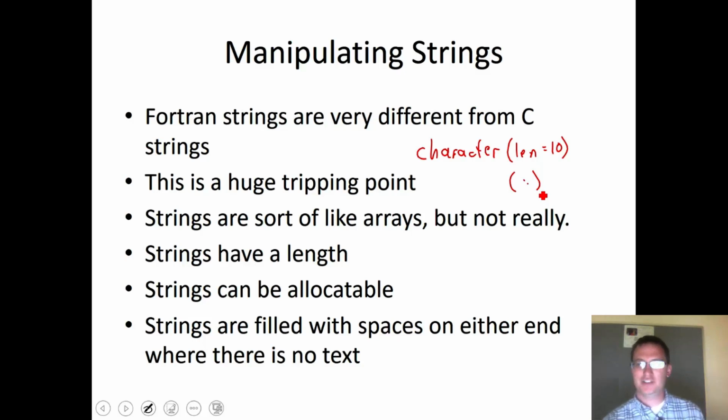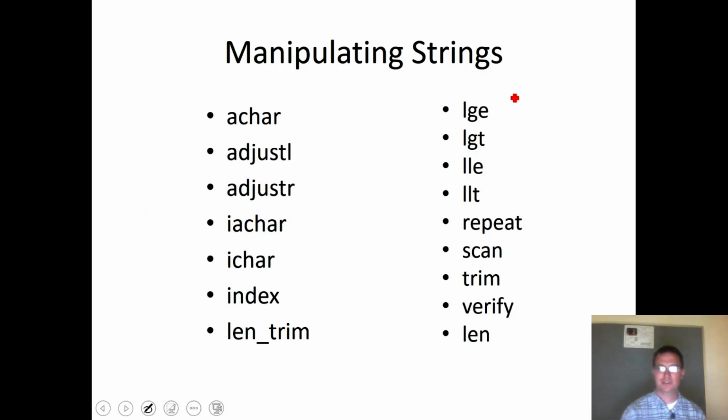So it's not like a C string, which has some text and then ends with the funny little null character. And that's how you know where the end is. The end of a Fortran string is however long it is. It has a bunch of functions that you can use to work with them.